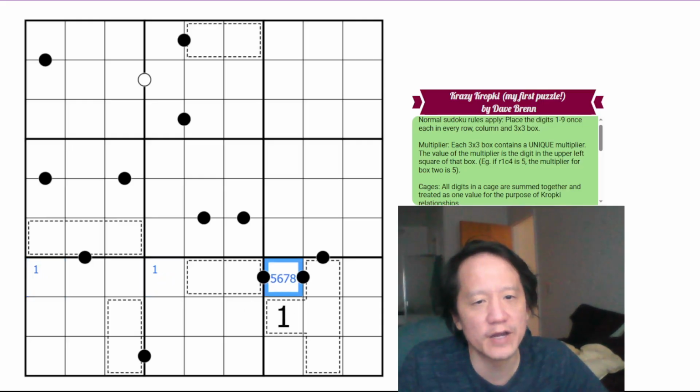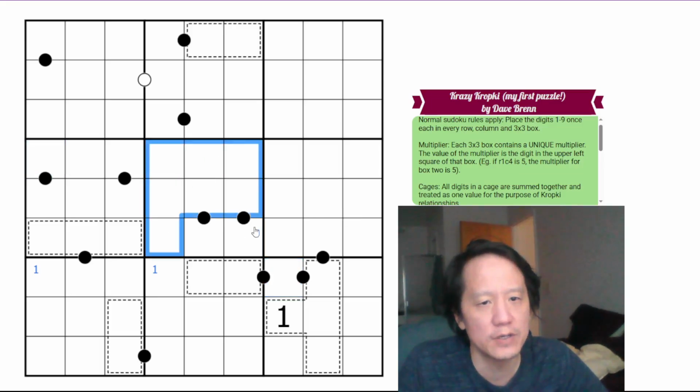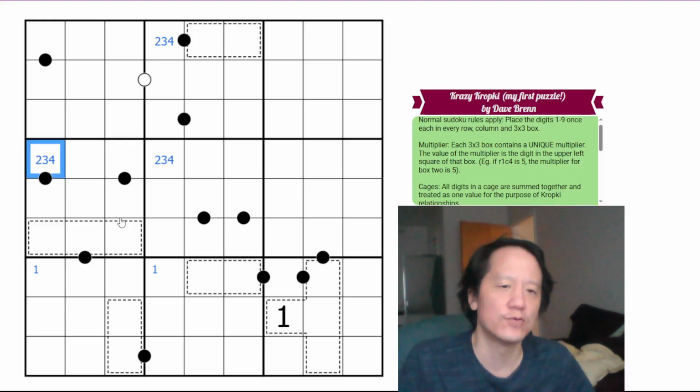Where can 5 through 9 not be? I guess is kind of the question. It cannot be here, it cannot be here, and it cannot be here. Therefore, these are all 2, 3, and 4. So these are all 2, 3, and 4.